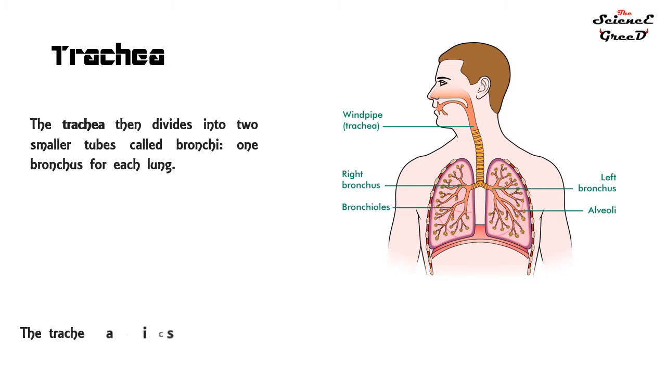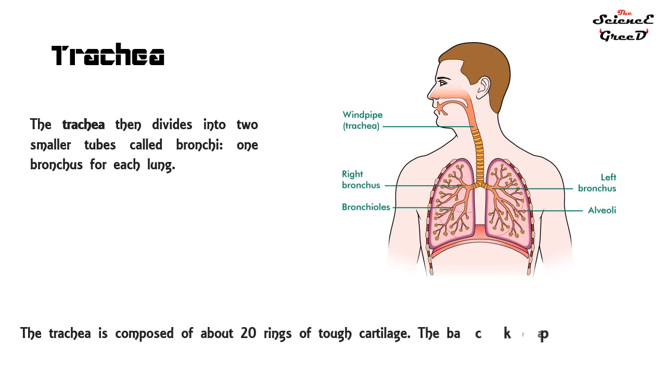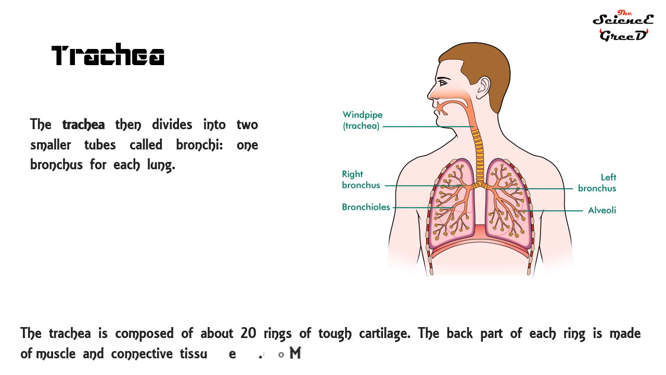The trachea is composed of about 20 rings of tough cartilage. The back part of each ring is made of muscle and connective tissue. Moist, smooth tissue called mucosa lines the inside of the trachea.